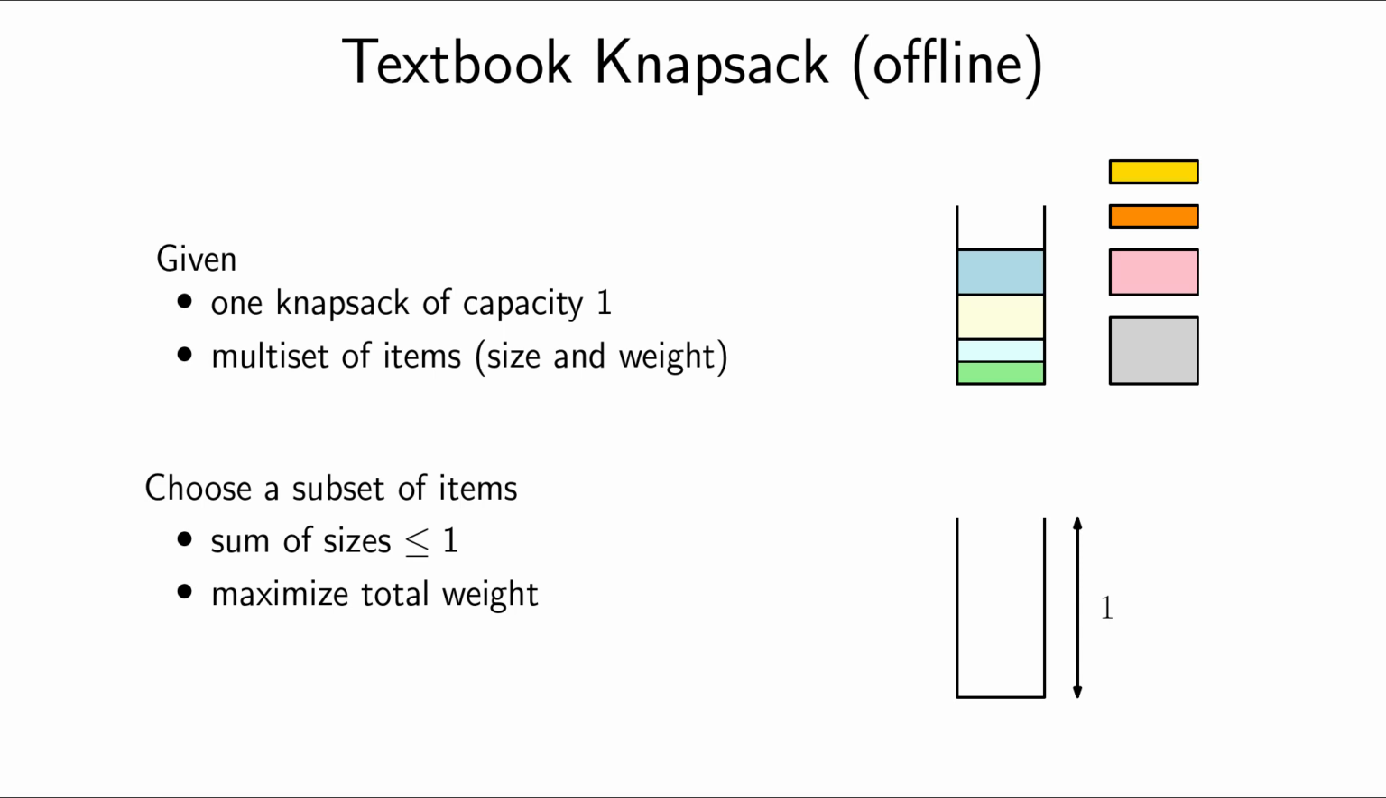This problem is offline, which means that we are given the entire set of items at the beginning. Given the set of items, we can access them in any order we like. For example, compare items or sort them.